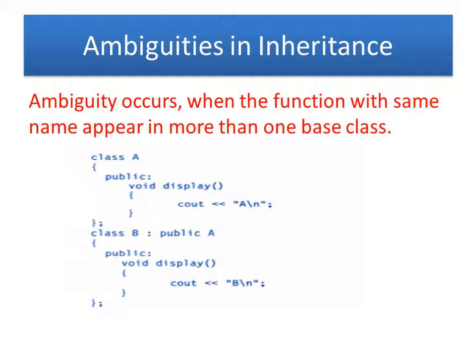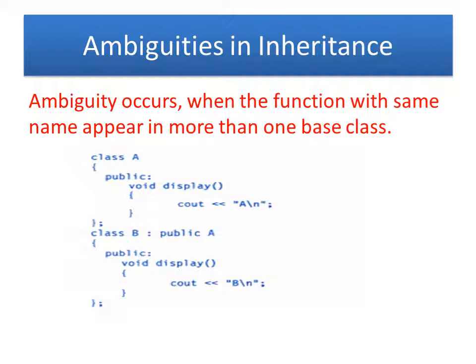The ambiguity occurs when a function with the same name appears in more than one base class. So here I have got two classes, class A and class B. Class A is holding a function named display, and class B is also holding a function named display. Consider class B to be my derived class, and I'm creating an object of the derived class B, and through that object I'm going to invoke the function called display using the dot operator.